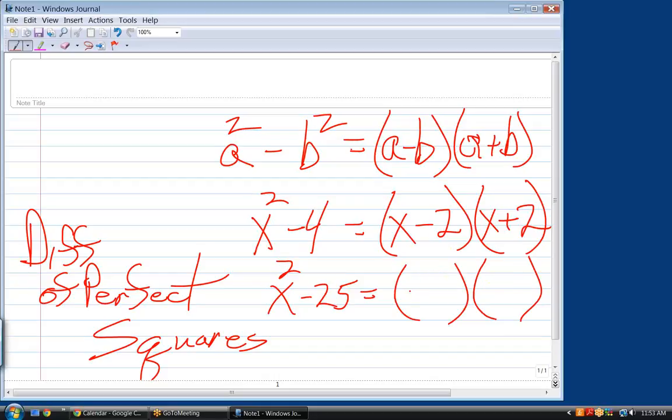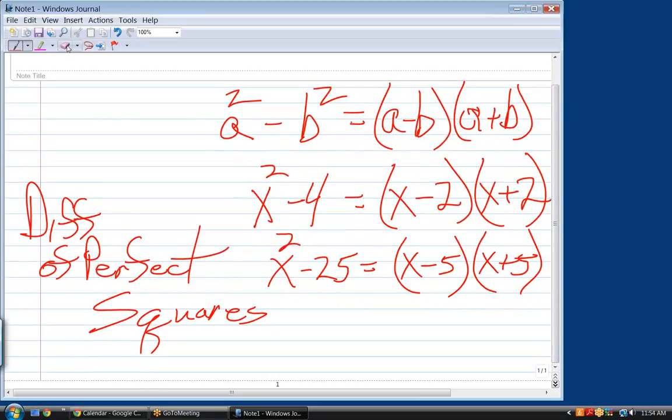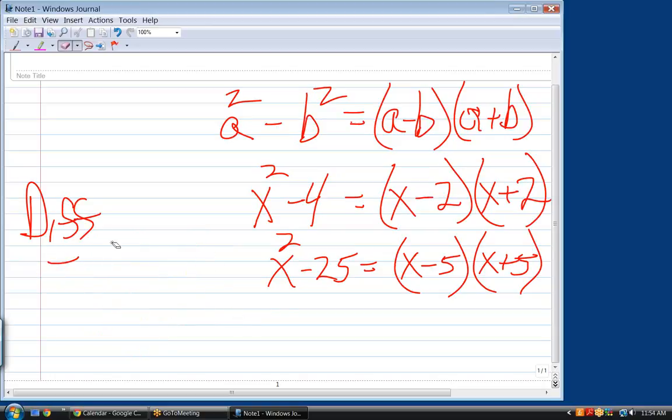What's half of 25? It's not half. Square root of. What two numbers that are the same? 5. Okay. So x minus 5, and then x plus 5. That's it. So difference of squares is almost easier than greatest common factor. All you have to do is take the square root of each side.